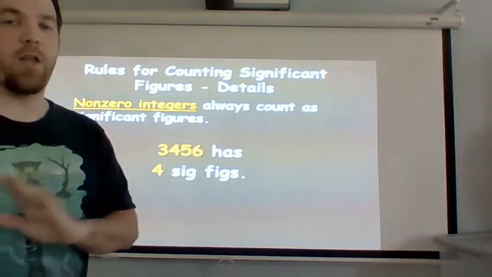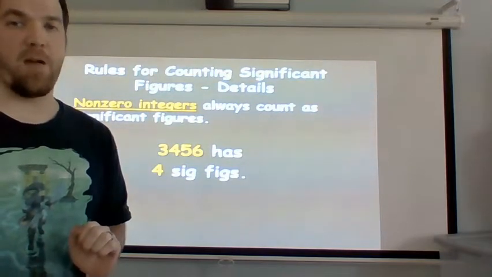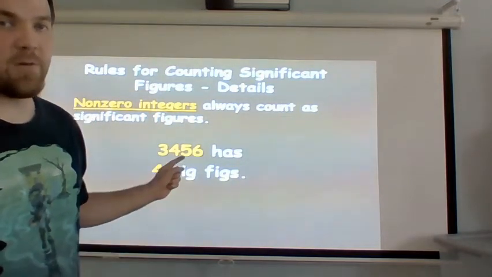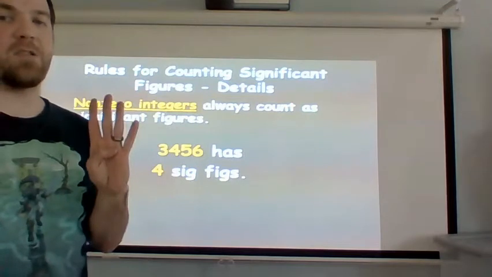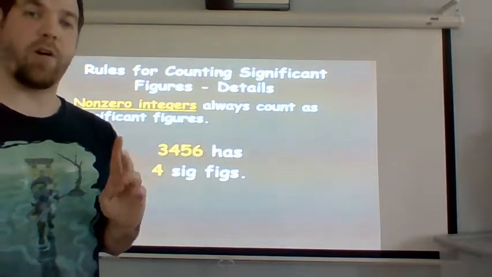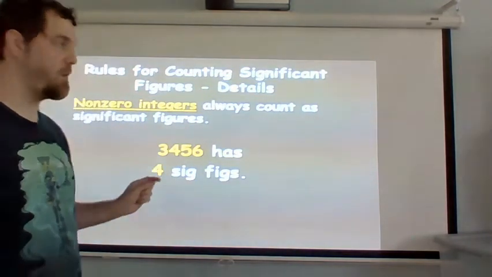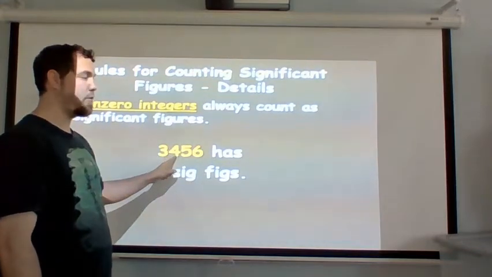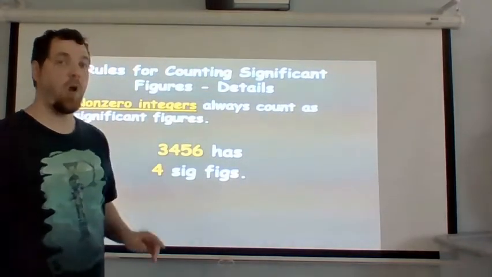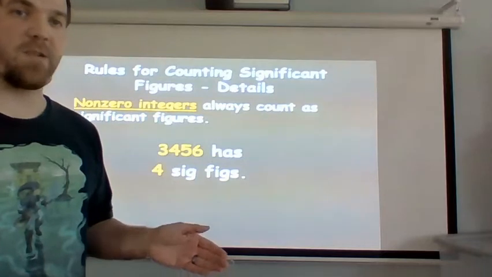Rule number 1, non-zero numbers always count. So the number 3,456 has 4 Sig Figs. We are counting the number of digits. So we're counting 1, 2, 3, 4. All of those digits are significant.